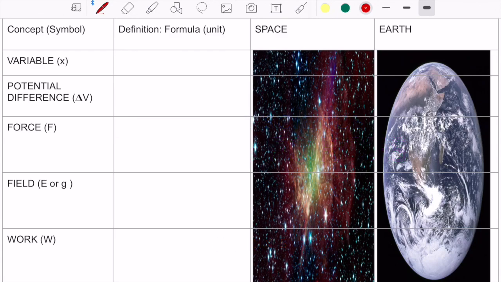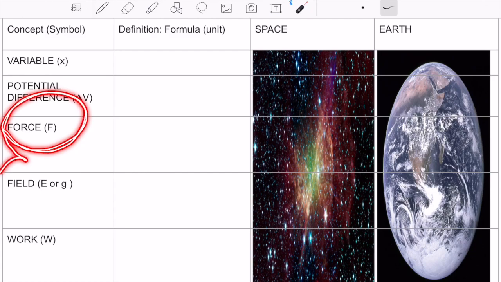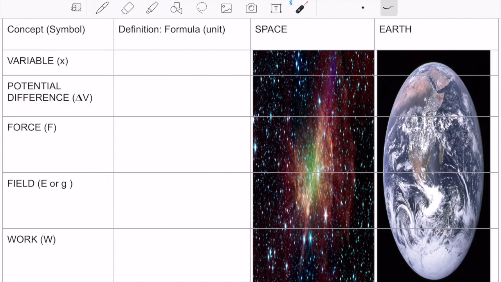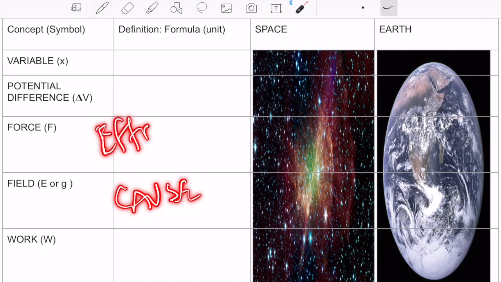Forces and fields, two new concepts, very important concepts in physics. What comes first, the field or the force? I think, this is just me talking, this is something like a cause. A field, an electric field or an electromagnetic field or a gravitational field, causes a force to manifest. So I could say that the effect of a field is a force.